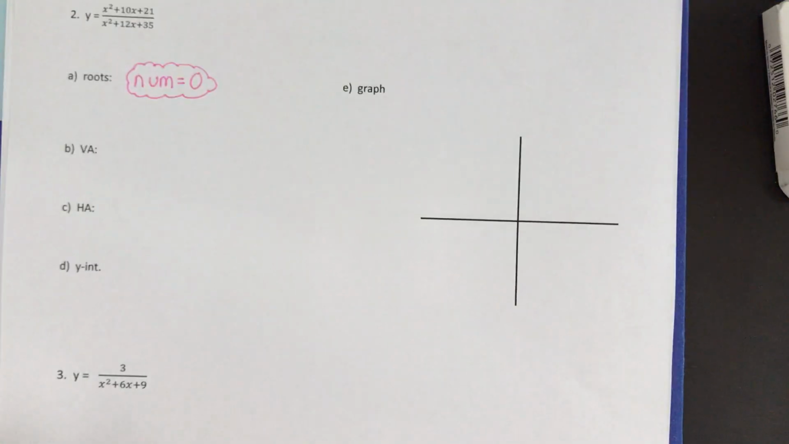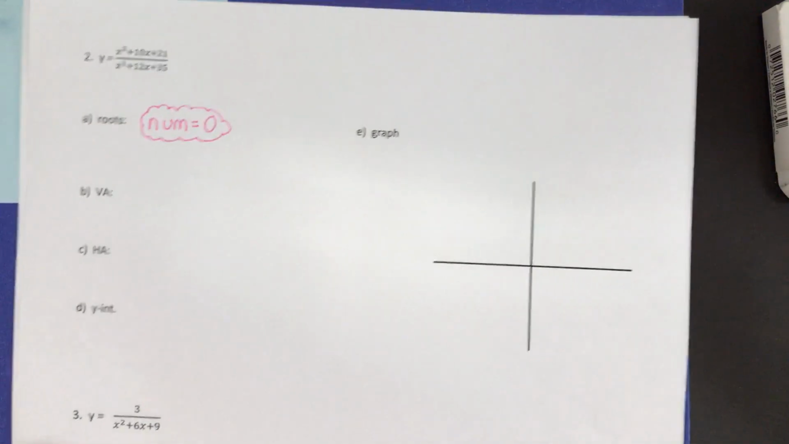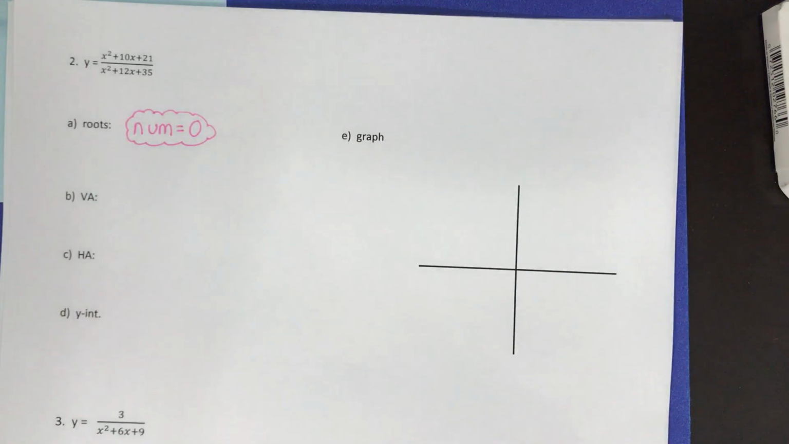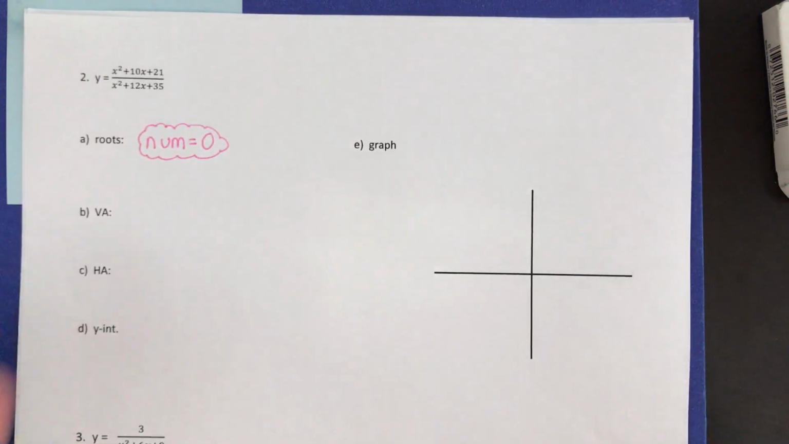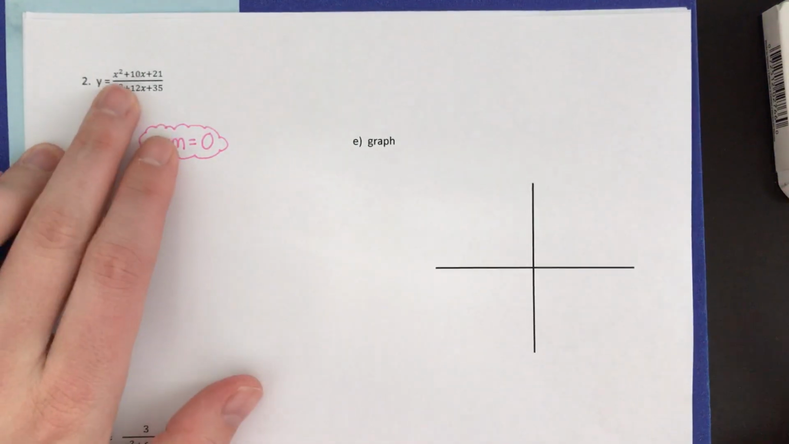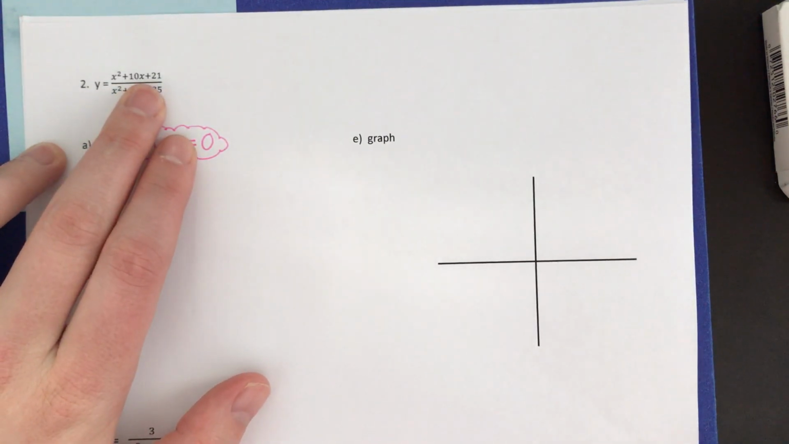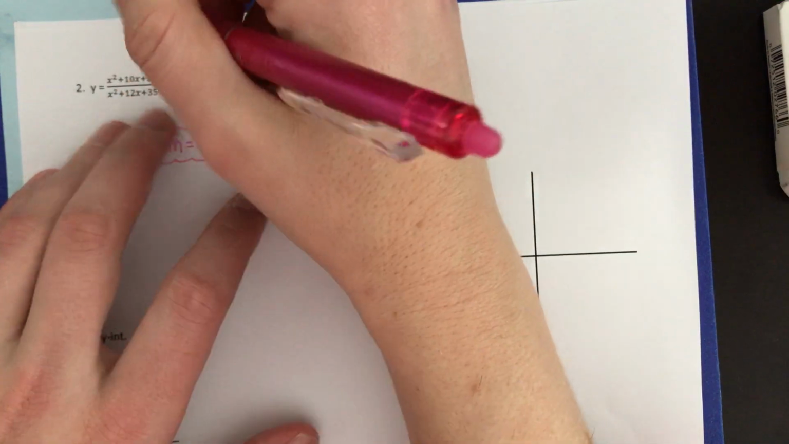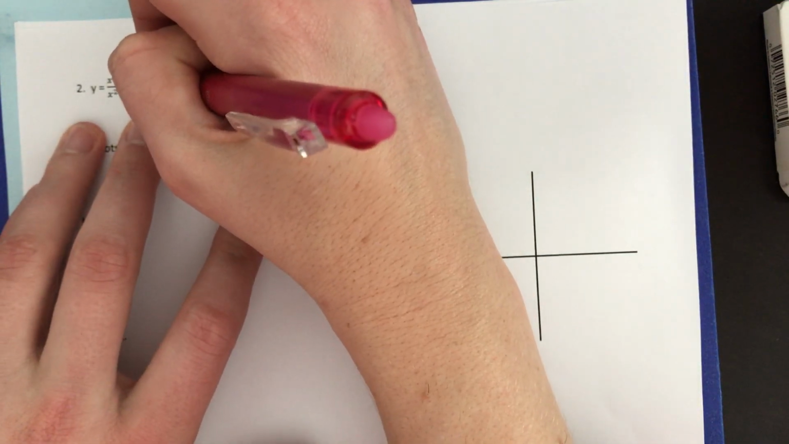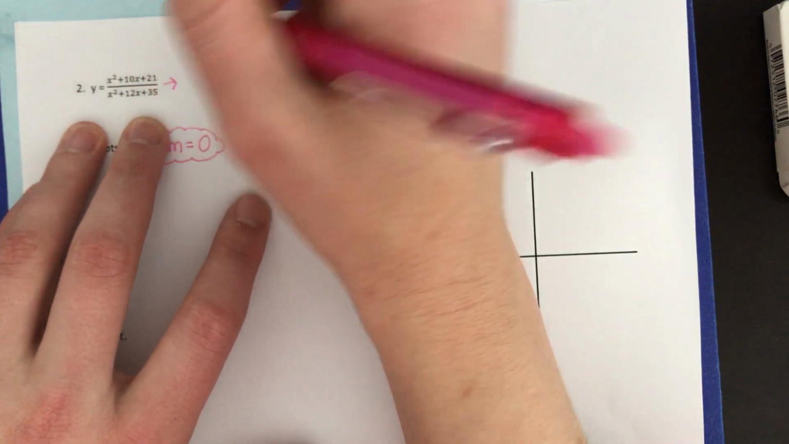Okay, number 2, not so much. That does not look like our rational parent function at all, right? I mean, a little, but we can't tell the shifts based on what we have so far. So here's what we're going to do. If you have a polynomial of 3 terms, especially one where x squared is your highest exponent, you are going to try to factor.